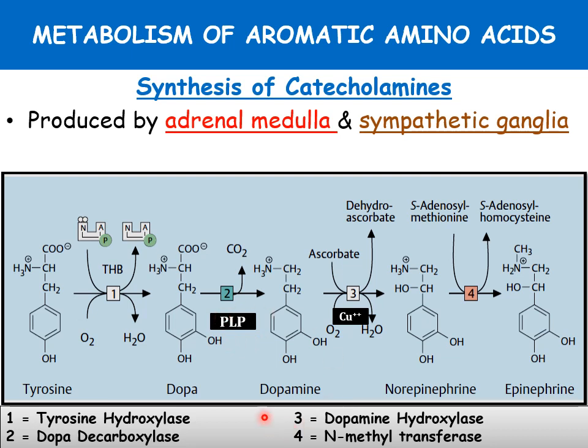In the next step, dopamine is converted into norepinephrine with the help of dopamine hydroxylase enzyme in the presence of vitamin C and copper. This norepinephrine gets a methyl group and gets converted into epinephrine with the help of N-methyl transferase enzyme, and this enzyme transfers a methyl group from S-adenosyl methionine to the norepinephrine and itself gets converted to S-adenosyl homocysteine.